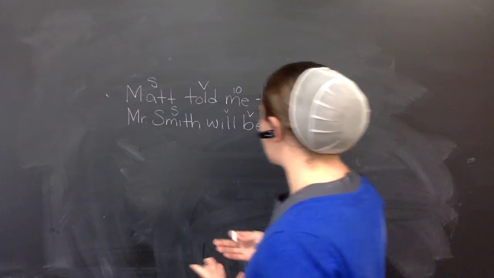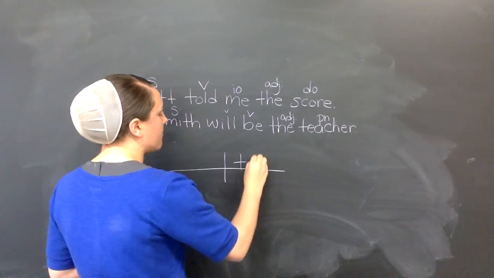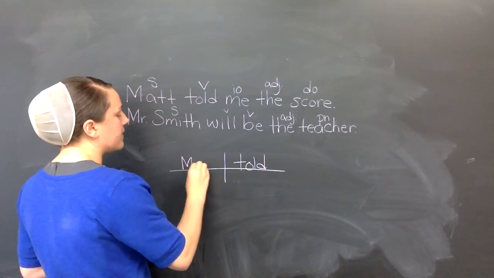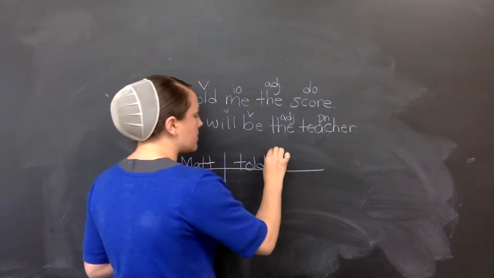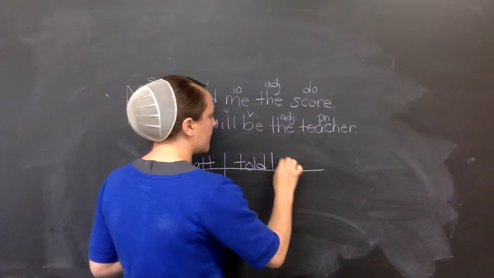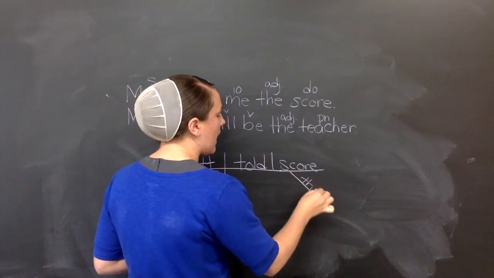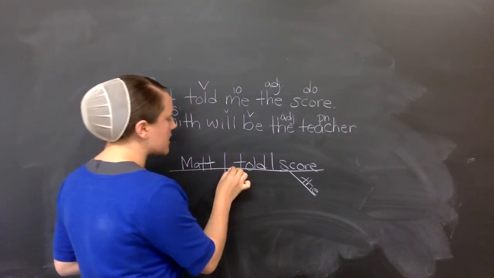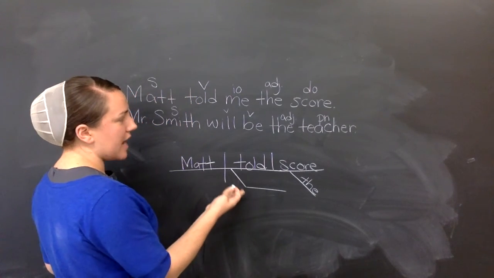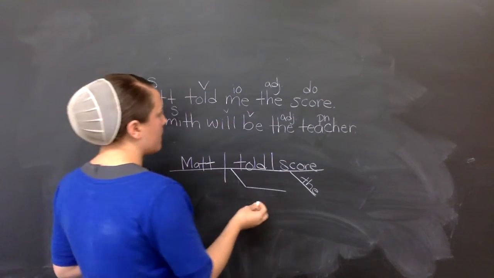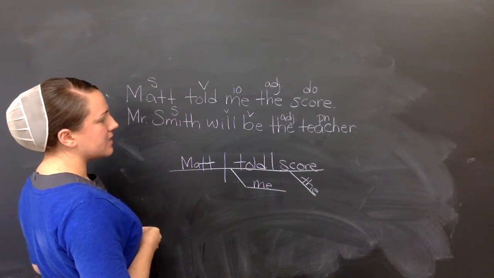Now let's just quickly go over how to diagram these. So we have our first sentence. We have Matt told, and the direct object, remember, it goes on the line with the verb. There's a straight vertical line there dividing the verb and the direct object, okay? If you have an indirect object, it goes underneath the verb on a line, like how you would diagram a prepositional phrase.